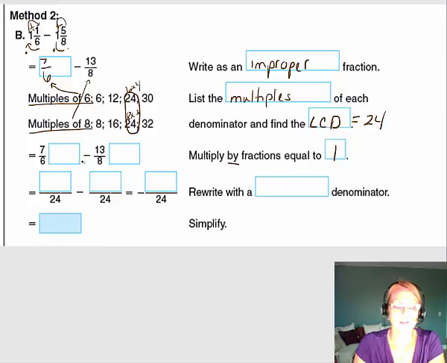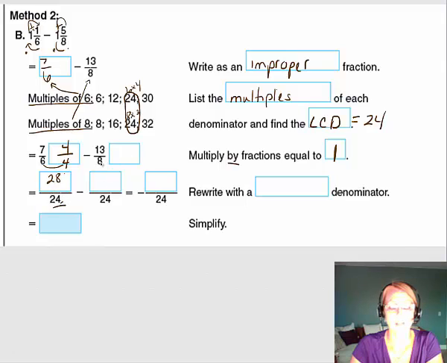So I need to make this something over 24. I need to multiply it by 4 over 4. Now remember, 4 over 4 is equal to 1. That's where we get this 1 right here, because the numerator and denominator are the same. And 6 times 4 is 24. 7 times 4 is 28. So this becomes 28 over 24.